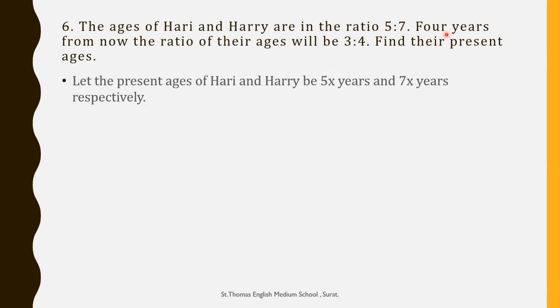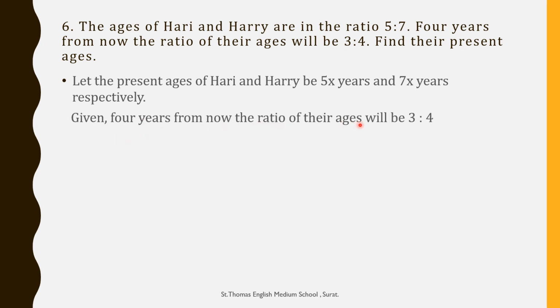Now what is given next? 4 years from now, the ratio of their ages will be 3:4. What is the meaning of this sentence? After 4 years, their ages will be 3:4. 3:4, we can write it as 3 by 4 as a fraction, right? It is given in ratio, so we can write it as a fraction 3 by 4. So given 4 years from now, the ratio of their ages will be 3:4.